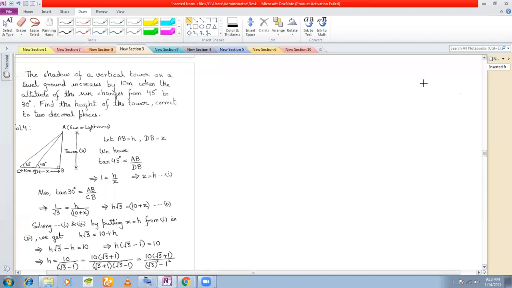Let us say this is our vertical tower. Let us try to understand how to draw the diagram. The shadow of a vertical tower. Let us take this as our vertical tower. Okay. On a level ground increases by 10 meters. Now, if this is the tower, then the sun will be somewhere over here, right? This is the class 1 sun that I used to draw. The sun will be somewhere over here. So now the light source, whatever light is coming from the sun, it will come from here, right? So what happens? This will cast a shadow of this tower, say somewhere over here.